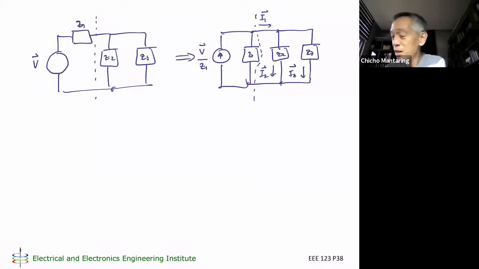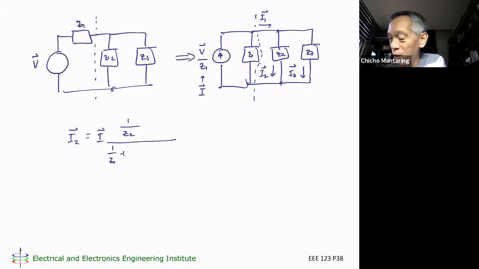Okay. So let me call V over Z1, let me call this I, no? Let me call that I. So what is I2? I2 is equal to I. Do you remember the formula? One over Z2 all over 1 over Z1 plus 1 over Z2 plus 1 over Z3.